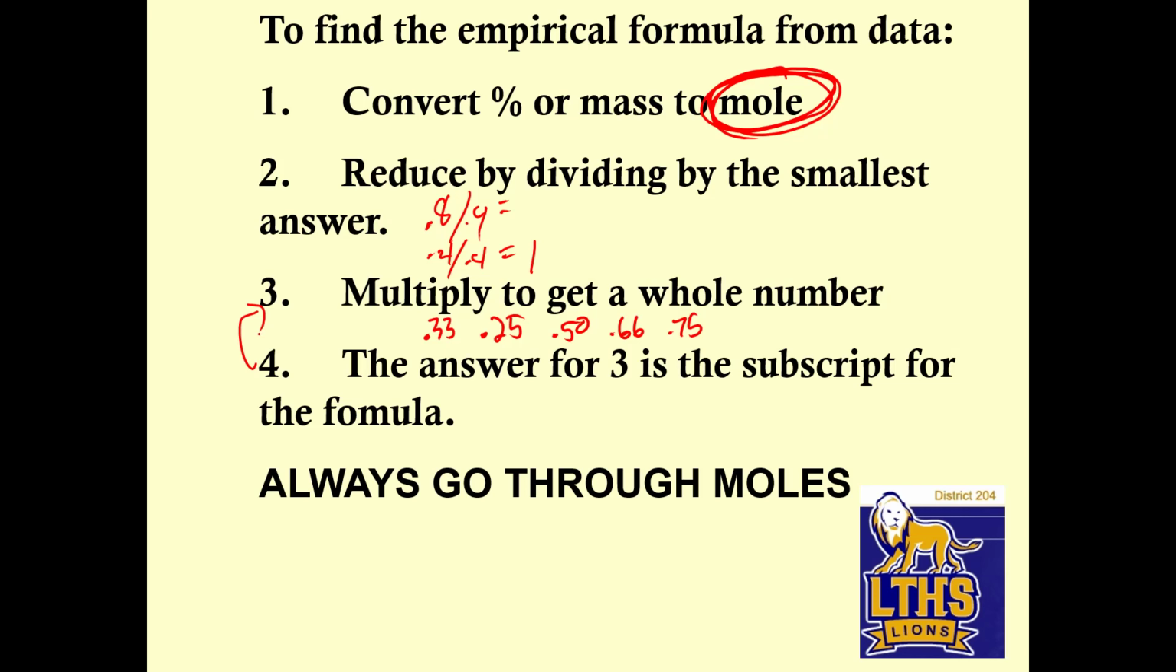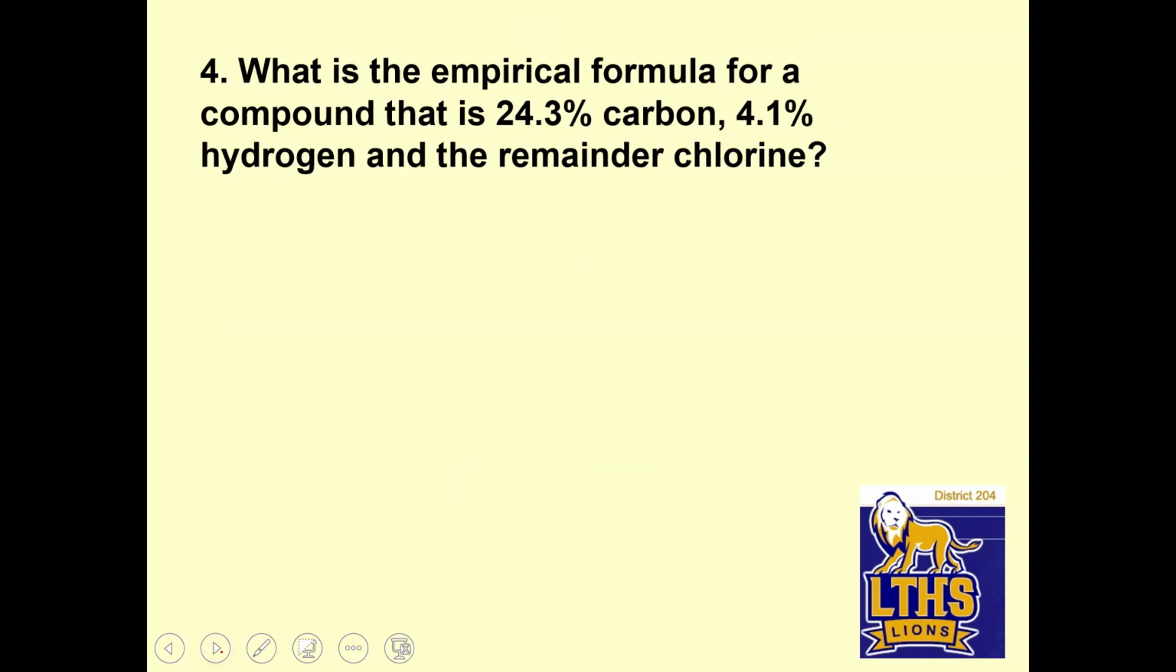Always go through moles. What is the empirical formula for a compound that is 24.3% carbon, 4.1% hydrogen, and the remainder chlorine?